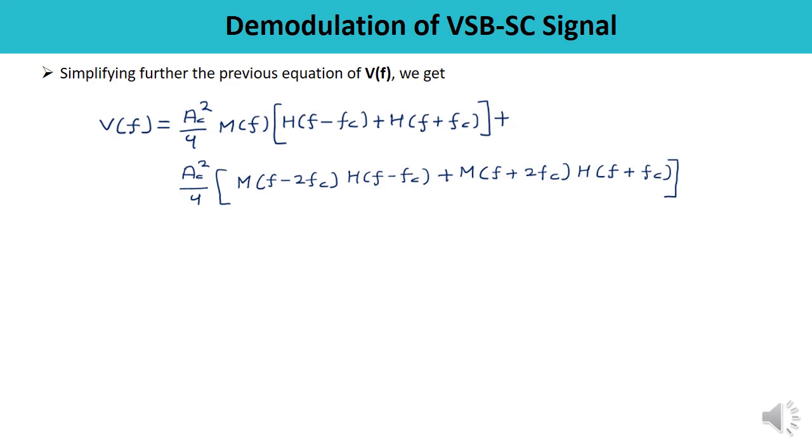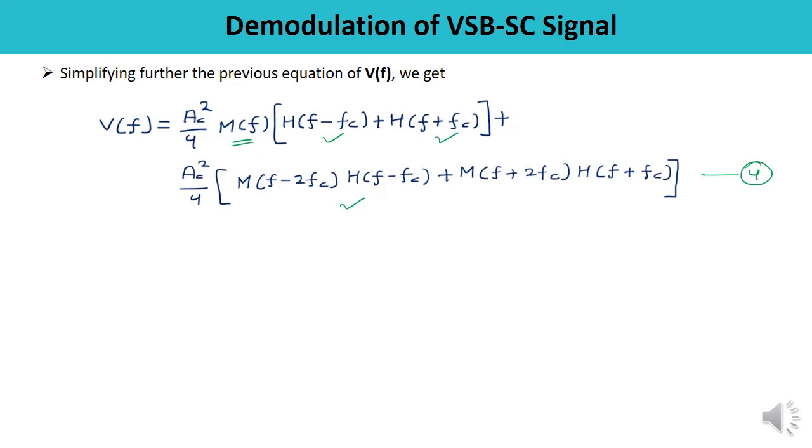just we are rearranging the terms in a manner. First we are going to write the terms for M(f). So this is nothing but Ac square upon 4 M(f) in bracket H of f minus fc plus H of f plus fc, and the remaining terms you have written as it is. So if you observe very carefully this particular equation, which is the equation number 4, you can say here the first term is what? This is M(f), message signal in the frequency domain, and along with it you are getting the lower sideband component, upper sideband component.